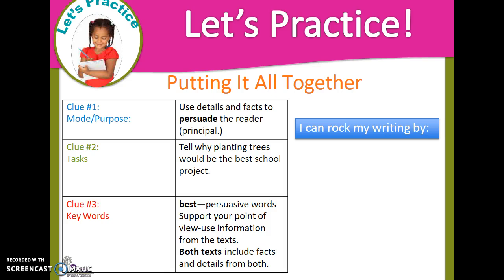Clue number 1, mode and purpose. Use details and facts to persuade the reader, your principal. Clue number 2, tasks. Tell why planting trees would be the best school project. Clue number 3, key words. Best. Persuasive words support your point of view. Use information from the text. Both texts include facts and details from both.